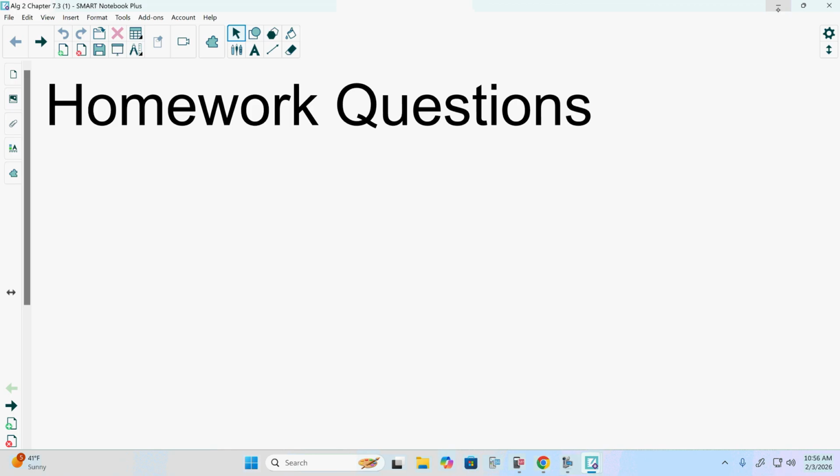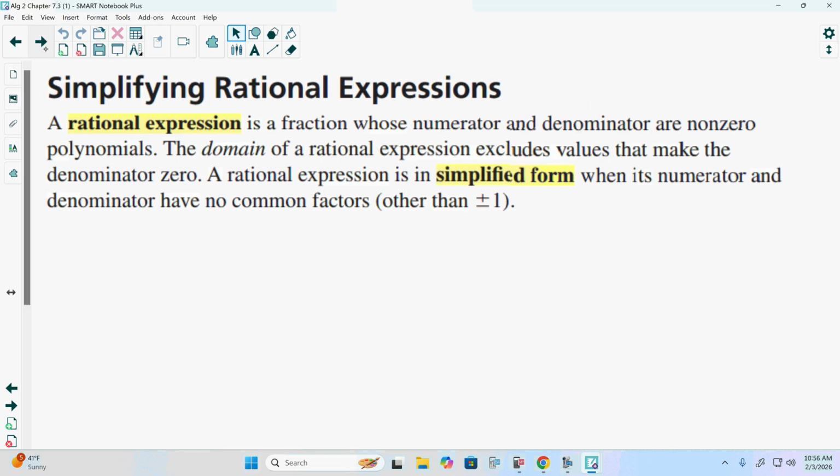Now, the next thing we're going to be looking at with our rational expressions and rational equations, mainly we're going to focus on rational expressions first. One is simplifying, and two is our operations, being able to add, subtract, multiply, divide. So before we get to operations, we're going to look at simplifying.